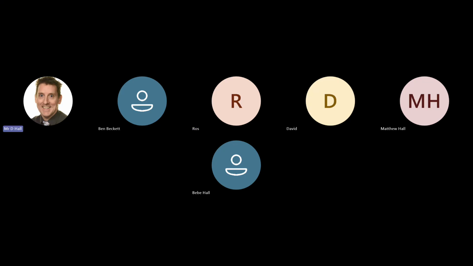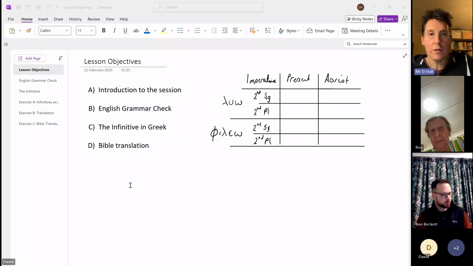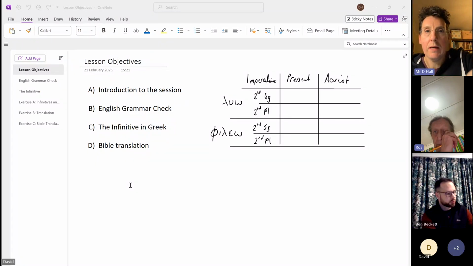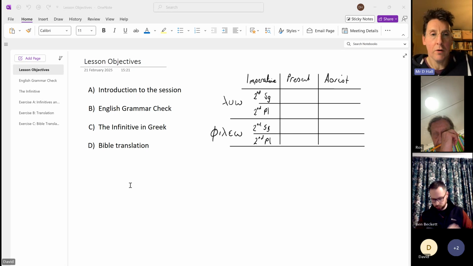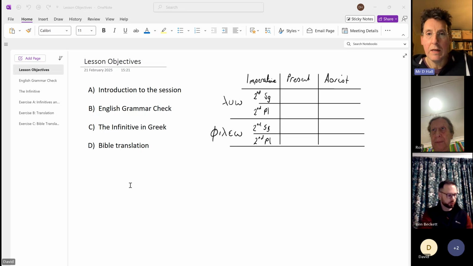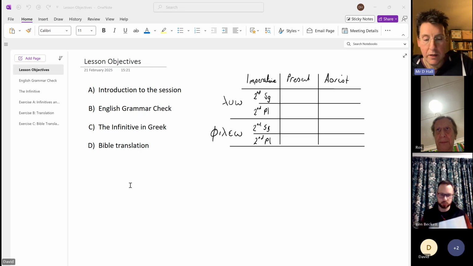Okay, so we're continuing our sessions on the different moods. So there's the imperative and the infinitive, and then we'll look at some participles eventually. But for now, just to remember, we've looked at the imperative, so just the second person singular and plural. So our standard verbs, luo and philo, to untie and to love.